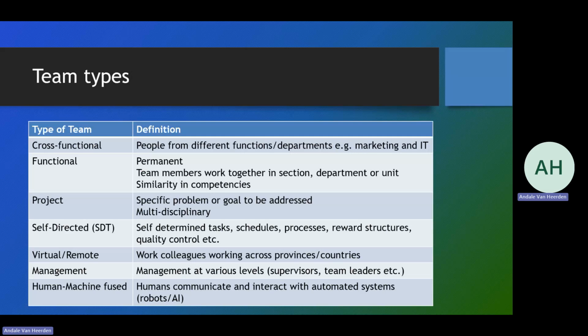Then a functional team is a more permanent thing, whereas cross-functional can be a temporary thing. Functional teams are more permanent, and essentially that's people in a specific department that are working together. So your HR department, or your marketing department, finance department, logistics. They have similar competencies. They're all equipped in HR in some shape, way, or form, or logistics or marketing, IT, or whatever, and they work together to get the functions of that department done.